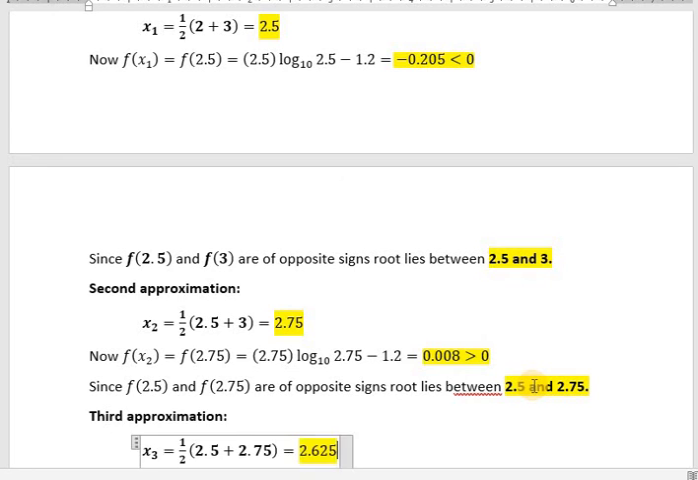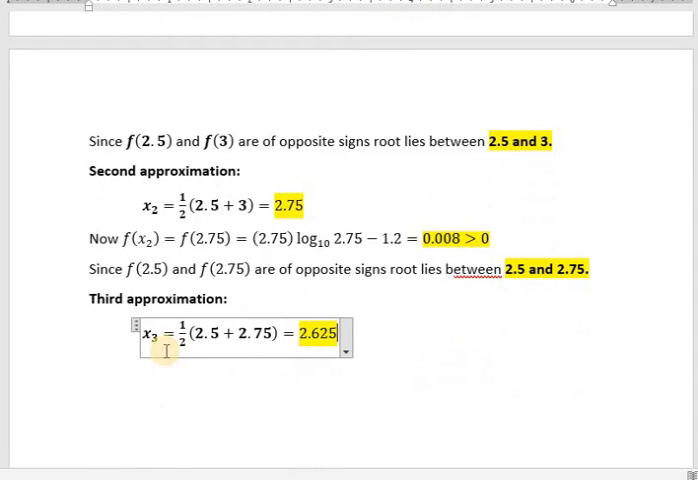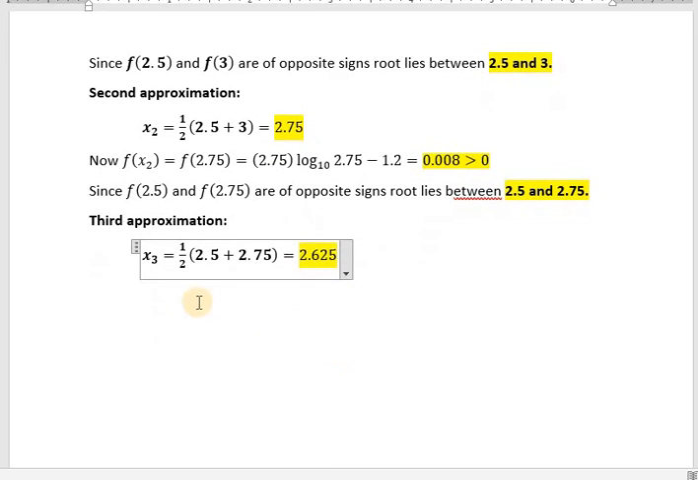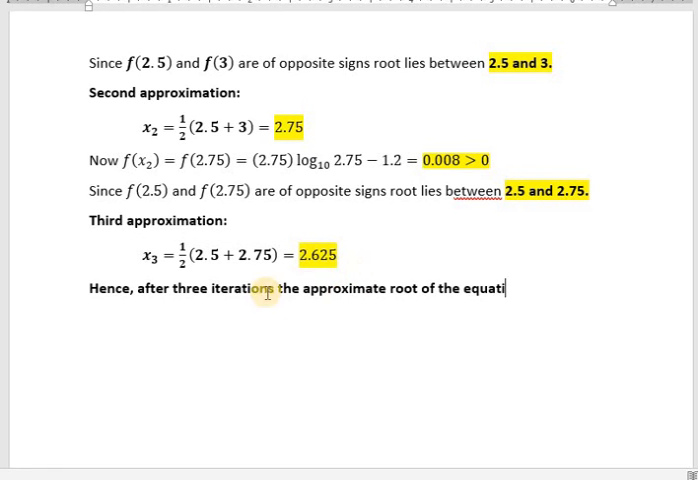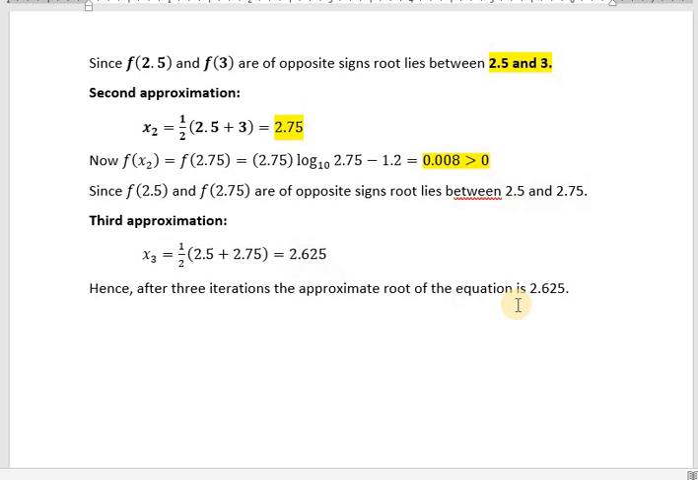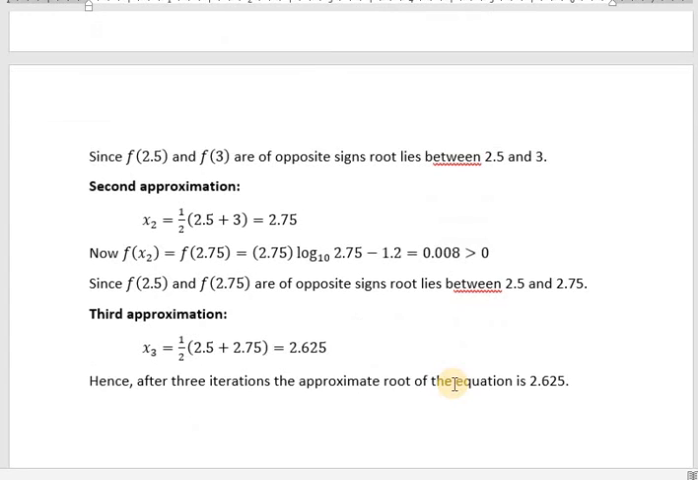So, this leads to the third approximation, that is x3 = half into (2.5 plus 2.75), which is 2.625. So, we are going to stop the iteration here. After 3 iterations, the root of the given equation is 2.625.